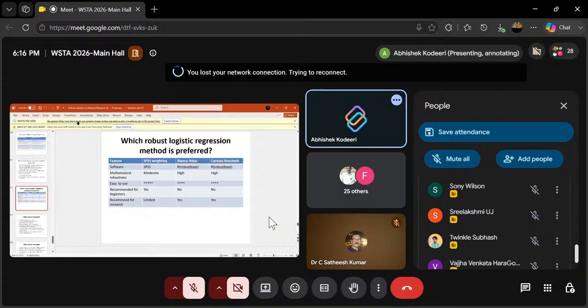Software: SPSS way, SPSS needed. Bianco and Unina are robust based software packages, and Cantoni Rogesty are robust based software. Bianco, your height is high, and Cantoni Rogesty is very high. Easy to use, SPSS is more easy to implement, others are a little harder, but those who are research scholars can do it.